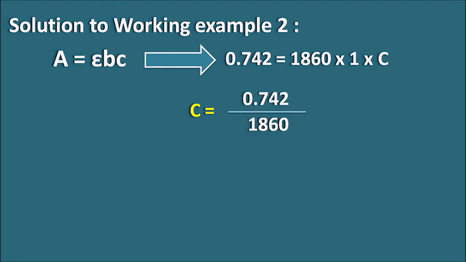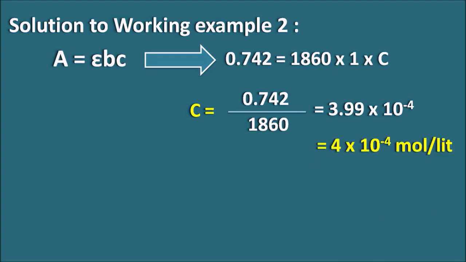By calculating this we get a value of 3.99 into 10 to the power of minus 4. This 3.99 can approximately be written as 4 into 10 to the power of minus 4. And what are the units? The units are moles per liter, or simply the molar concentration. So the concentration of the sample is 4 into 10 to the power of minus 4 molar, or moles per liter. But here we have to calculate the concentration in terms of gram per 100 ml.